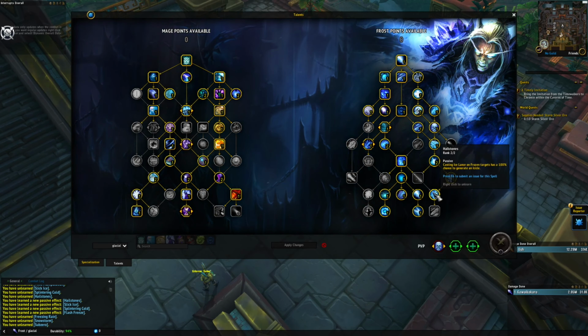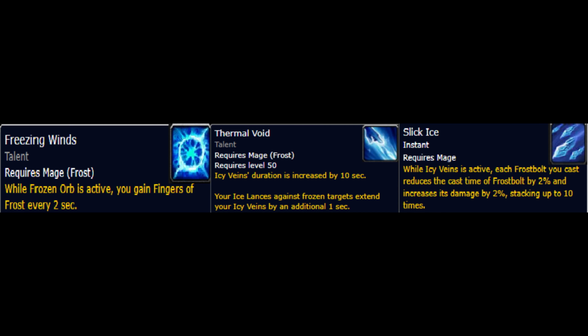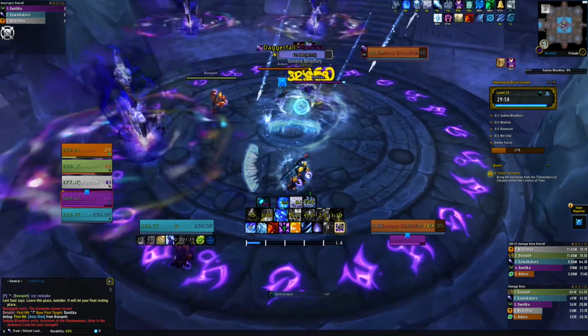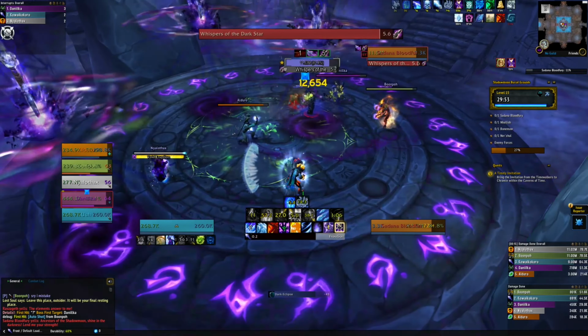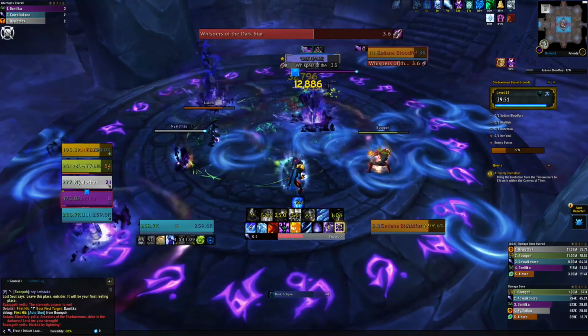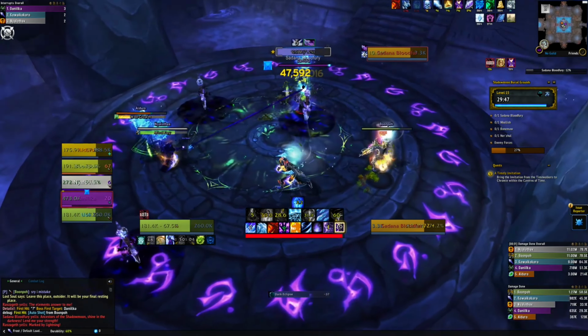Another potent build is the more single target oriented build that heavily revolves around prolonging Icy Veins through Thermal Void, Slick Ice and Freezing Winds at the same time. You can get a lot of procs to then use those procs to prolong your Icy Veins. This one is very similar to Shadowlands. Basically you gain a proc and then you munch a proc.